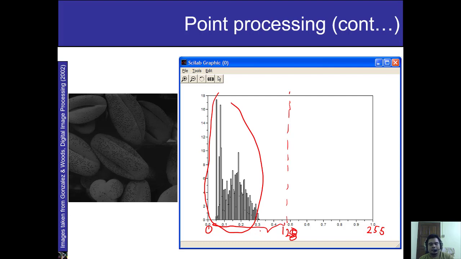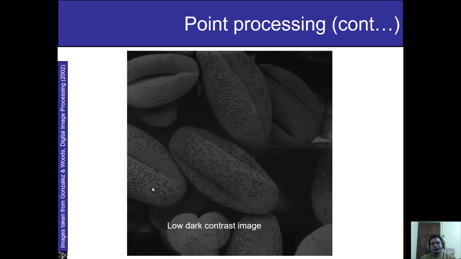Since it's less than 128, or even might be less than 100, most of the pixels occupy the dark region. They do not utilize all the intensity levels; the colors inside this image do not span the wide range from 0 to 255, only perhaps 0 to 100, which is very narrow. So that's why we conclude that this image is a low contrast image, and since it's occupied at the dark region, we call it a low dark contrast image.